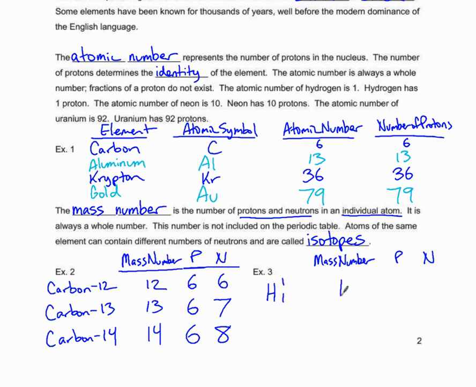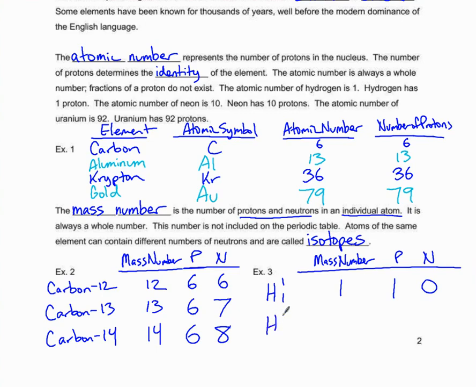The mass number is 1. If you look at your periodic table, hydrogen is at the top left corner. Its atomic number is 1, which means it has 1 proton. If the mass number is 1, and there's only 1 proton, then that means it has no neutrons. 1 minus 1, 0 neutrons. A single hydrogen atom, hydrogen 1, is really just a proton.